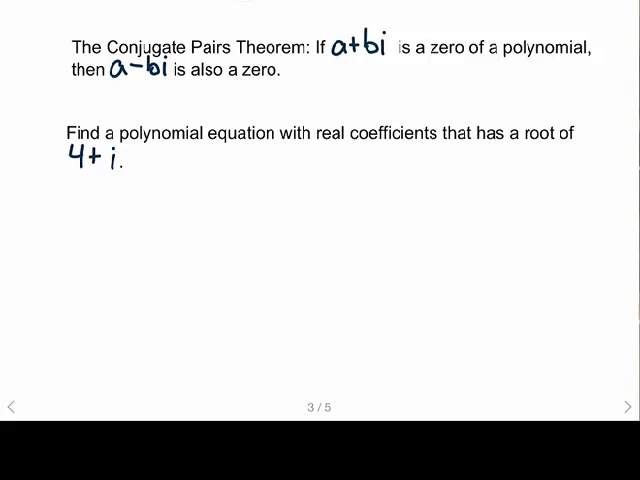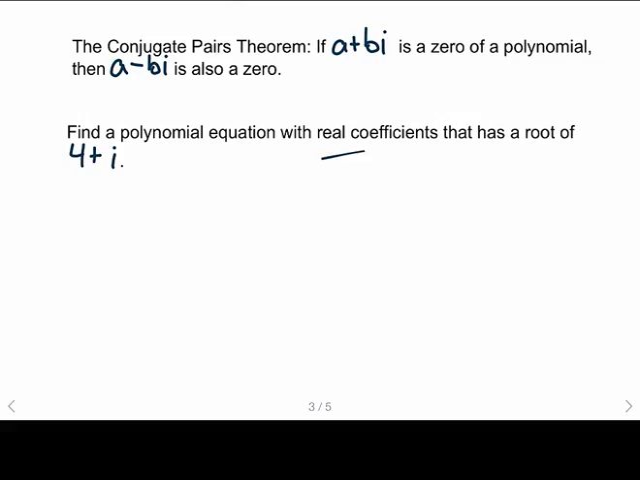Find a polynomial equation with real coefficients that has a root of 4 plus i. That real coefficients business is the tip-off that we're going to multiply stuff out. Now let's look at the two things we have going on here. One of them is the conjugate pairs theorem, or the conjugate zeros theorem, as I've heard it before. If 4 plus i is a zero, then 4 minus i is a zero.